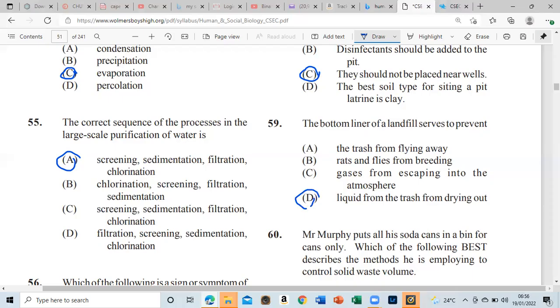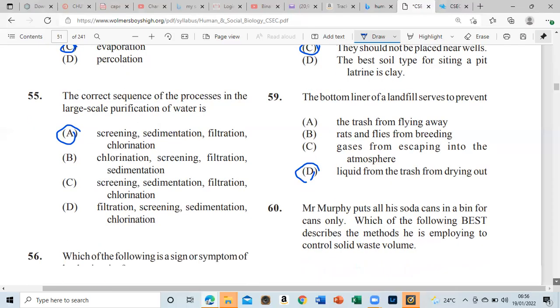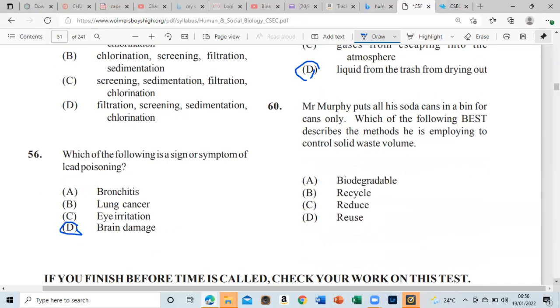Let's see now. Mr. Murphy, big up yourself, member of staff, St. Mary's College. All right, Mr. Murphy puts all his soda cans in a bin for cans only. Which of the following best describes the method he's employing to control solid waste? Is it biodegradable? Is it recycle? Is it reduce? Or is it reuse?